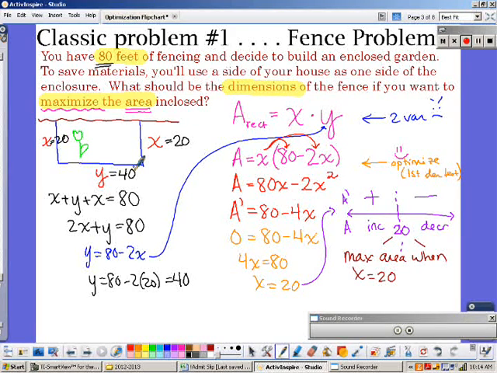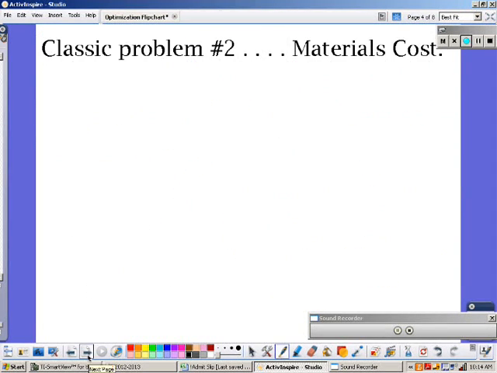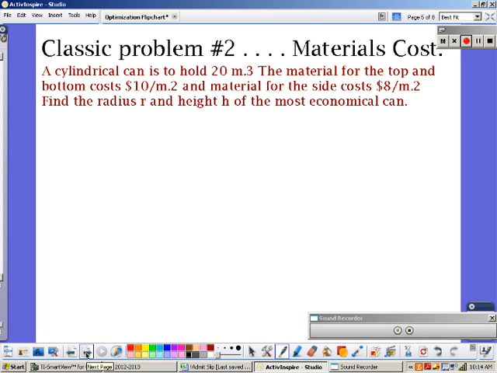Let's take a look at another classic problem. Next on our problem, you might come across things that ask you about cost of materials. So you can imagine being in business and wanting the materials of things to be at a minimum cost. It'll help you maximize profit. Here's an example of one of those types of questions.